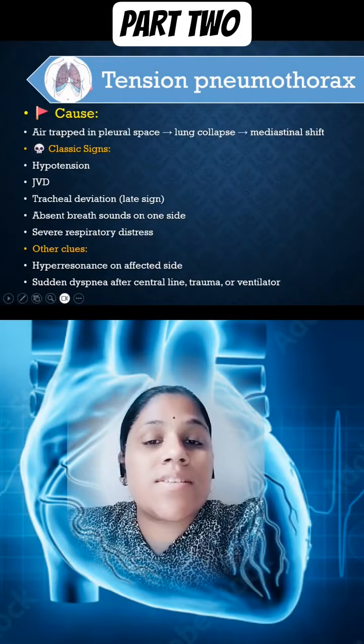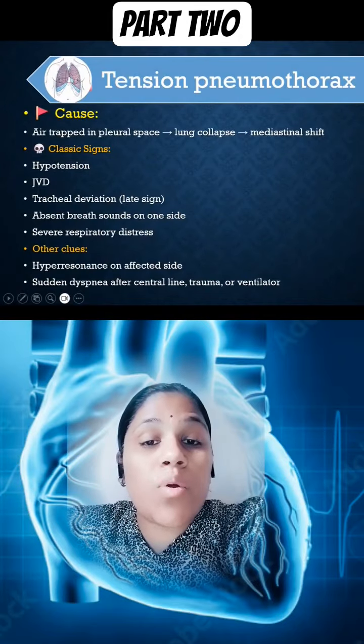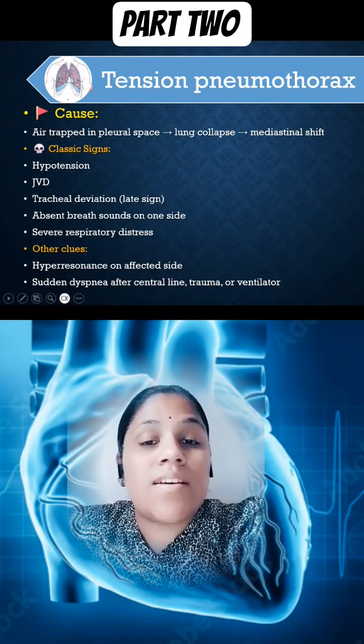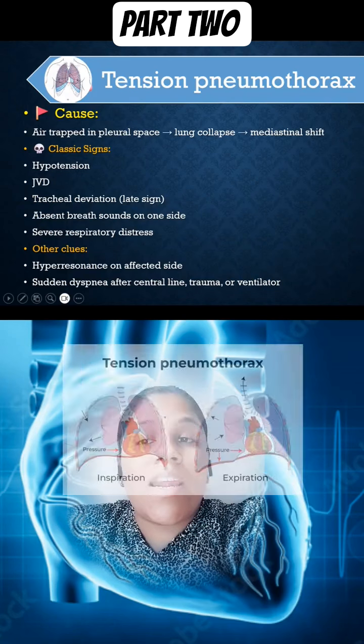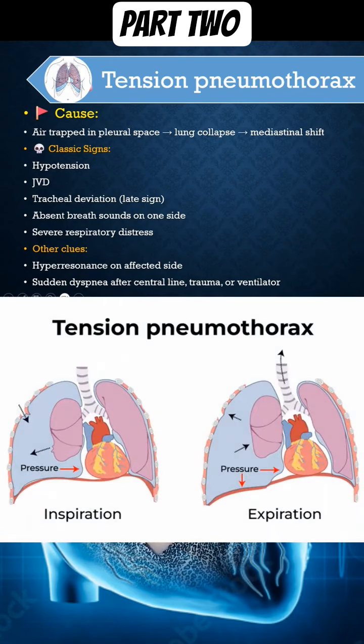Is the tension pneumothorax. Here is another important trap in the NCLEX type of questions, where the air is trapped in the pleural space. It might be any one of the lungs, either the right or the left, where we can see a lung getting collapsed and the mediastinal shift is present to the opposite side.